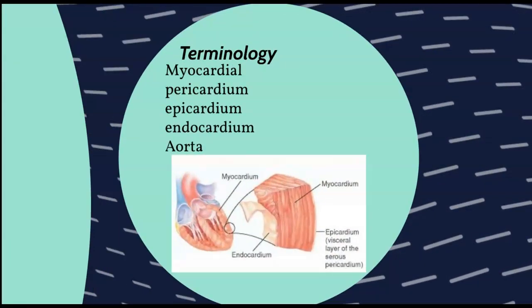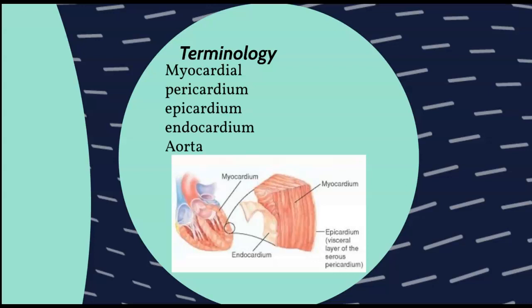Terms that are associated with the heart are myocardial, pericardium, epicardium, endocardium, and the aorta. Make sure you come back or look at the actual Prezi online and break those words down on your own. But remember that myocardial, you know the words myo and cardio. Cardio heart, myo muscle, so it's the heart muscle.